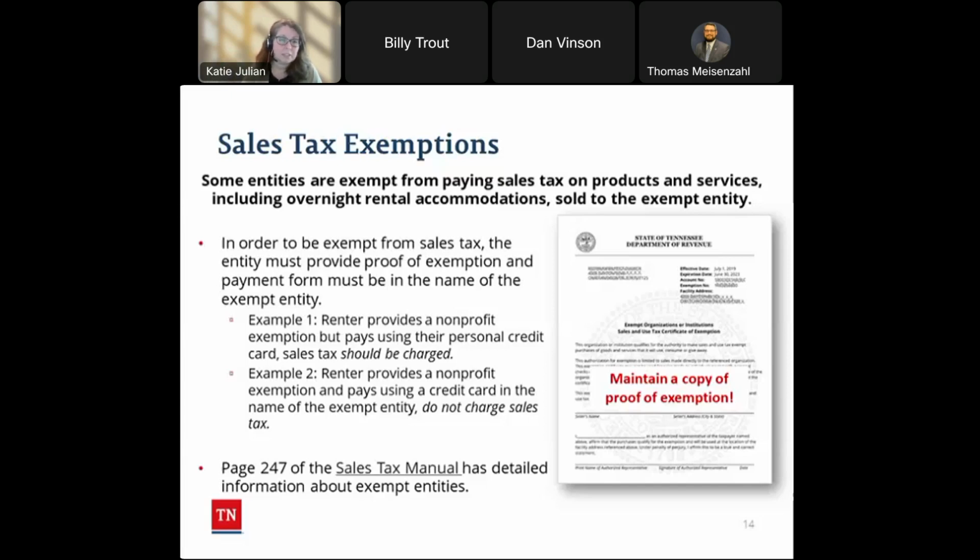On page 247 of our sales tax manual, there's more detailed information about exempt entities. But bottom line, if you're the owner of the short-term rental and they provide you with an exemption, if you have a question about it or wonder if it's legit, you can always reach out to us, the Tennessee Department of Revenue, to make sure of that. But the big thing to note there is just make sure that it's not expired and that the payment form is in the name that the exemption is in the name of.